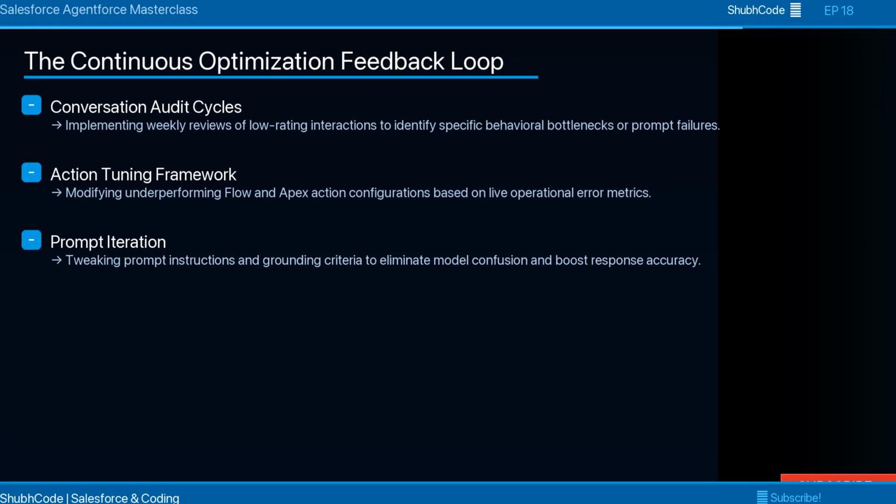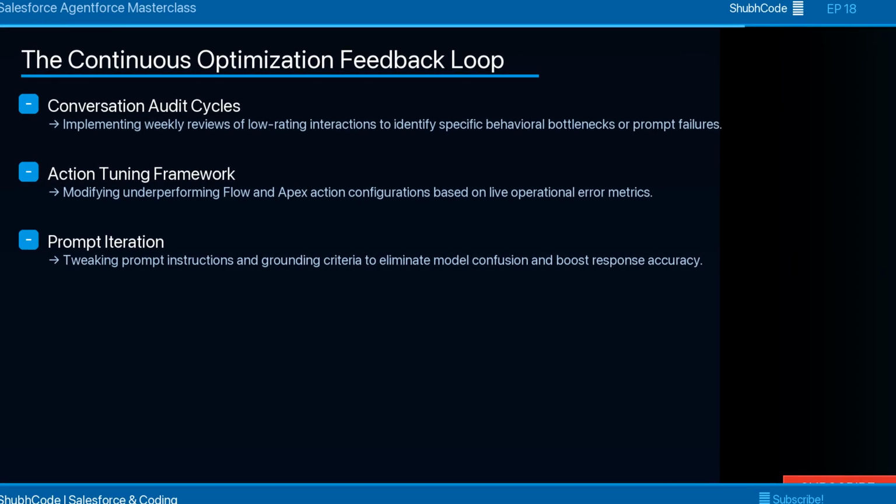Analytics should never be static, they should drive constant, iterative improvement of your agent. By setting up weekly review cycles of your lowest performing conversations, you can optimize your agent's behavior. If an agent repeatedly fails on a specific topic, you can modify the flow or apex action driving it. You can also use user feedback to fine-tune your prompt instructions in Prompt Builder. Developing this continuous feedback loop is what separates average implementations from elite, CTA-level AI architectures.